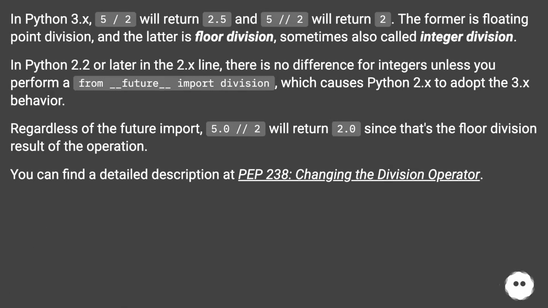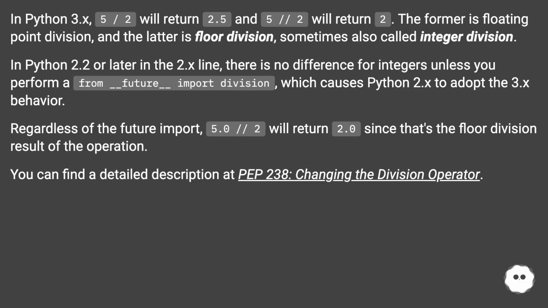In Python 3, 5/2 will return 2.5 and 5//2 will return 2. The former is floating point division, and the latter is floor division, sometimes also called integer division. In Python 2.2 or later in the 2.x line, there is no difference for integers unless you perform a from __future__ import division, which causes Python 2.x to adopt the 3.x behavior.